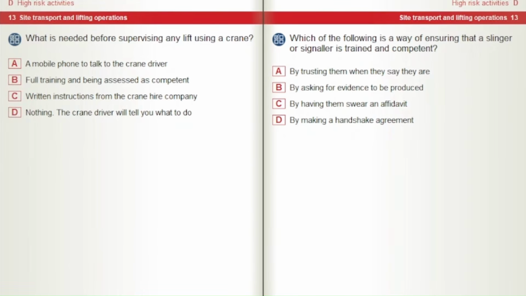Which of the following is a way of ensuring that a slinger or signaller is trained and competent? By trusting them when they say they are. By asking for evidence to be produced. By having them swear an affidavit. By making a handshake agreement.